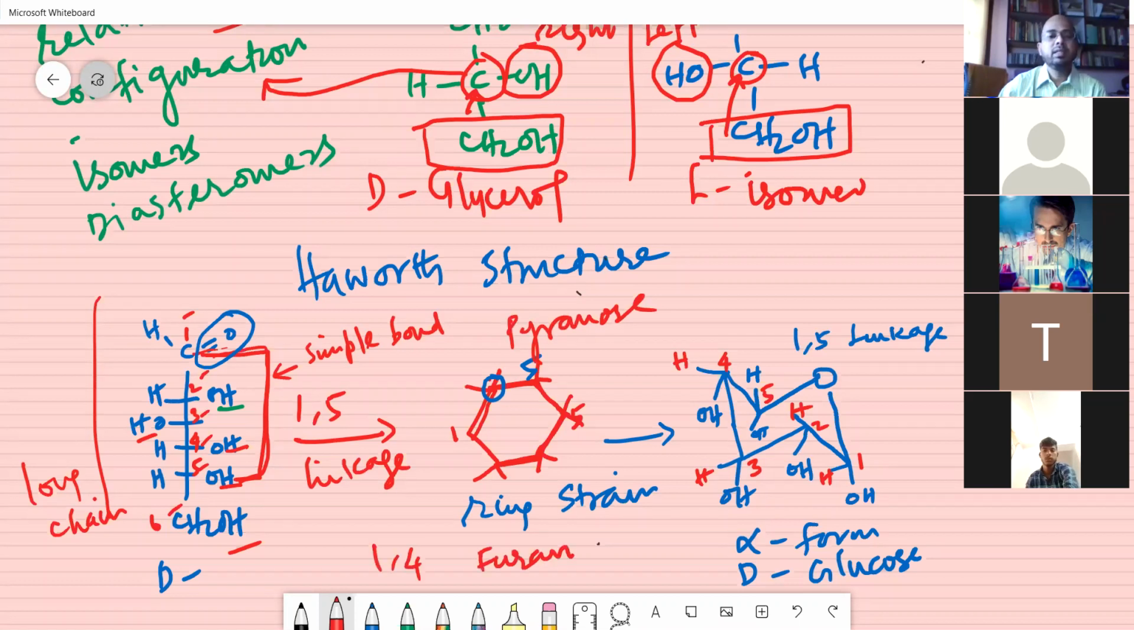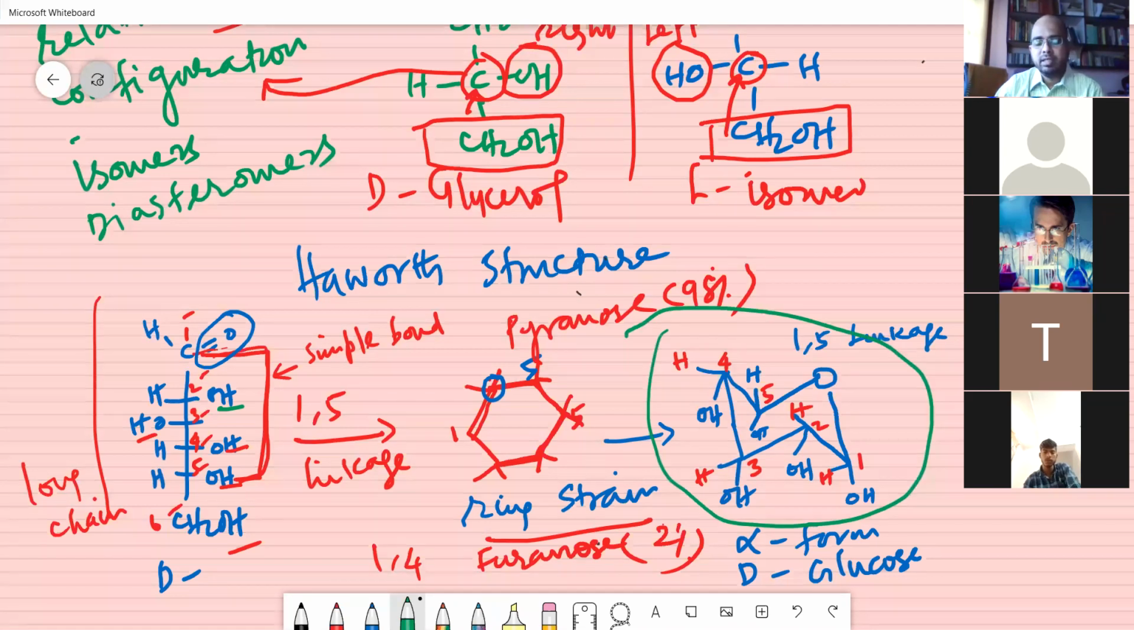This is the summary. This is more than 98%, and this is more than 2%, sometimes 99%, sometimes 1%. And due to this ring strain, we write this structure in the cyclic form, that is in a boat or chair form. And then this is the final structure. This particular structure is called the Haworth structure.